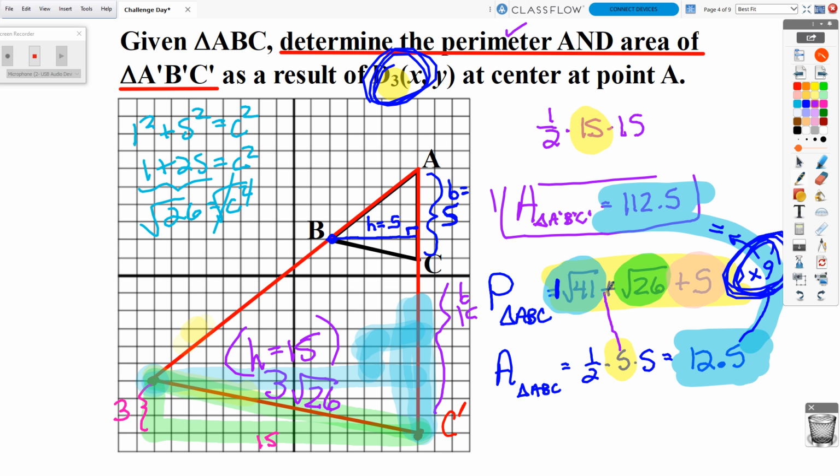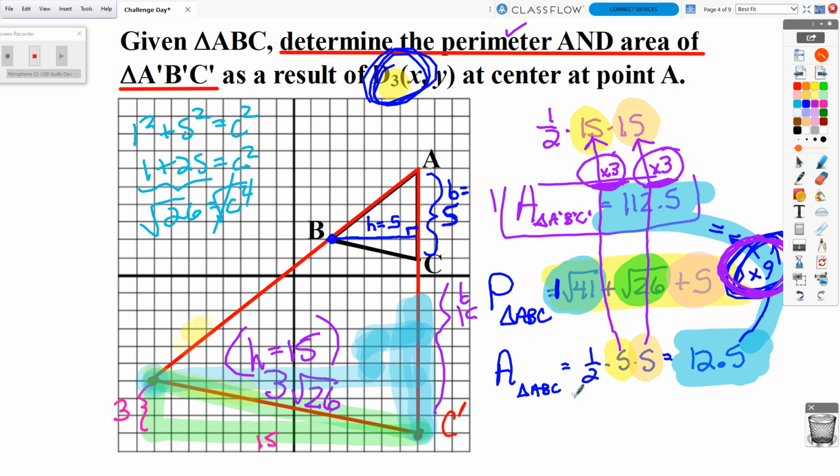Well, how many times bigger has my base gotten? The base has gotten 3 times longer. What about my heights? The original height was 5, the new height is 15. How many times longer is the new height? It's 3 times bigger. Oh, so the base got 3 times longer, and the height got 3 times taller. What's going to happen when I multiply 3 and 3? I get that 9 times difference.